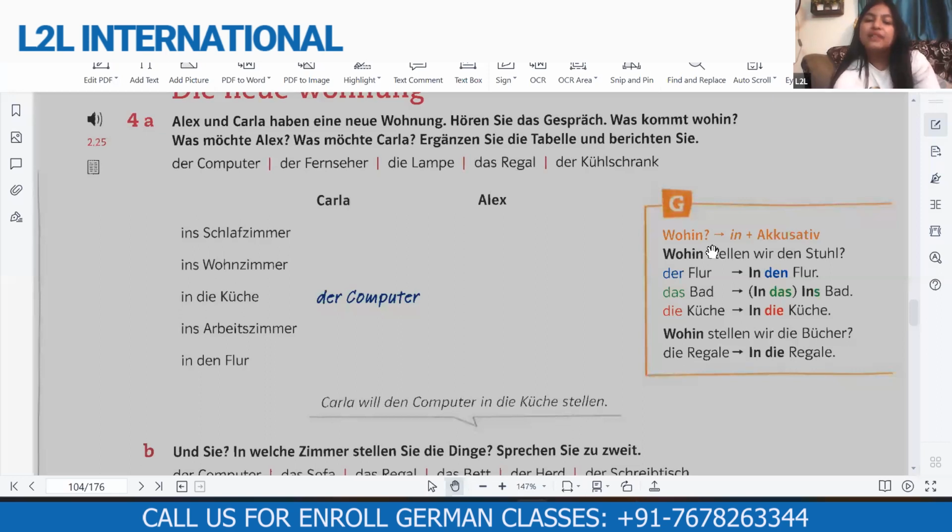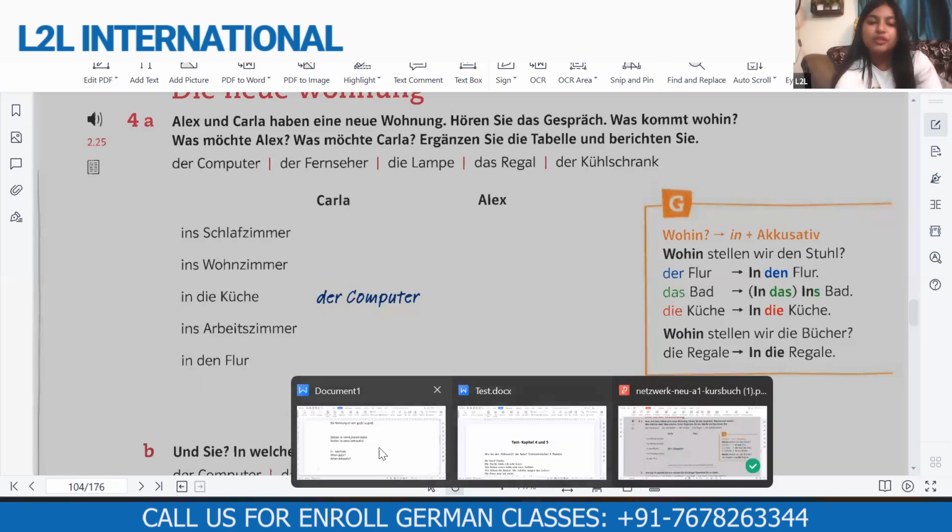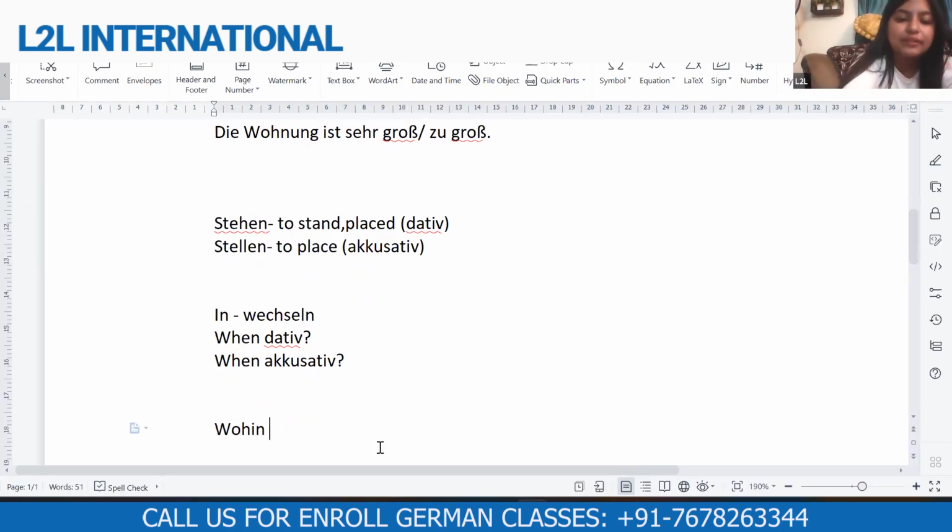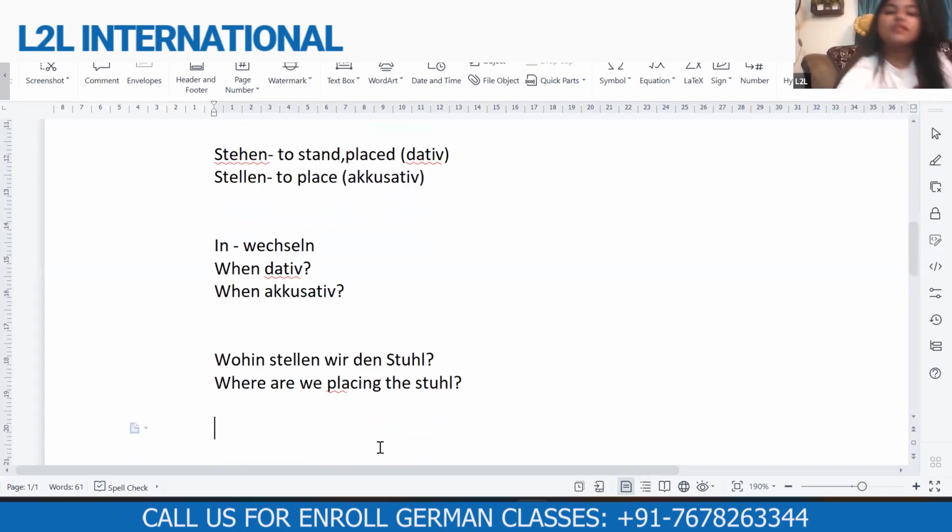Now you can see in the book, it's written: Wohin stellen wir den Stuhl? Wohin stellen wir den Stuhl? So the question has been made with stellen. This question means, where are we placing the stool? So this shows that the answer will come with a movement.